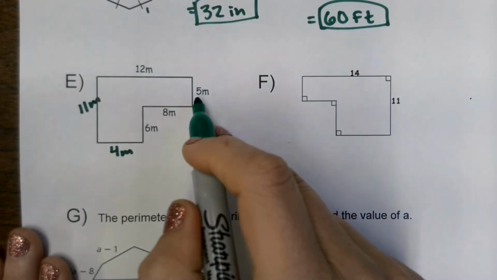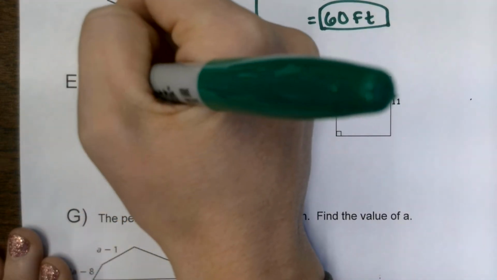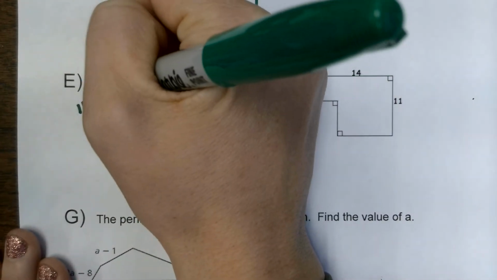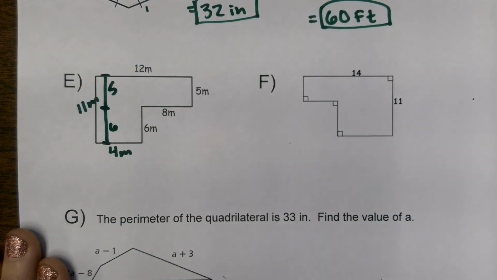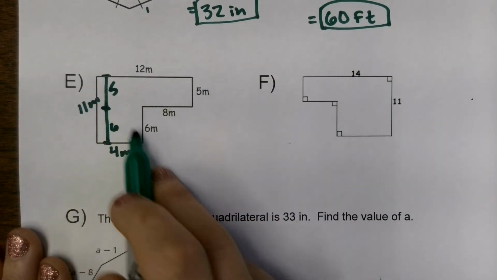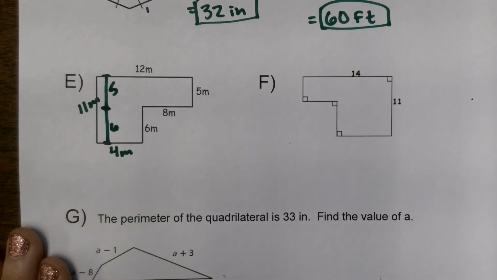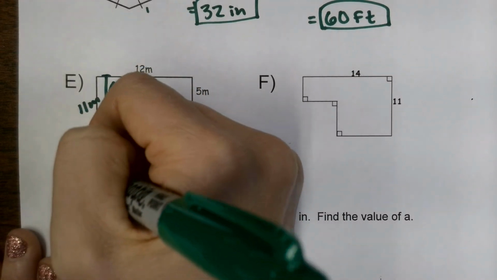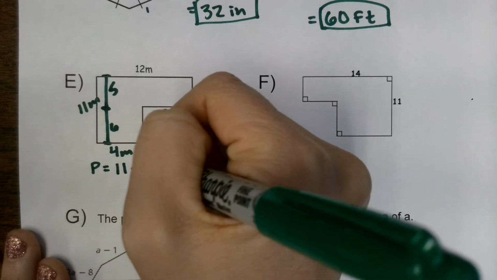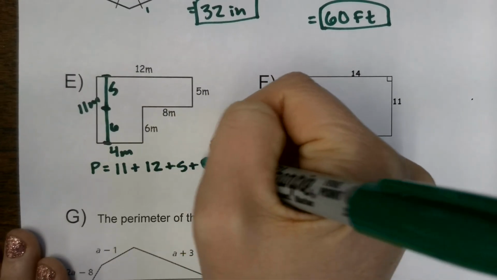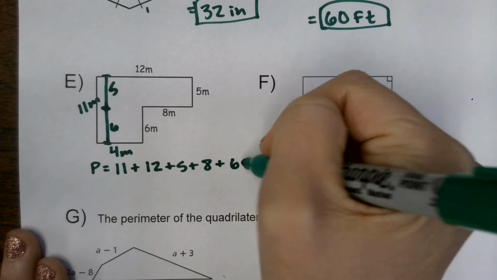If it helps you, you could move your 5 over here and say, okay, from here to here is 5, and from here to here is 6. Draw whatever you need to so that we can see those lengths would have to add up to the full length. And now we're finding perimeters, so we are adding up all of these sides. It is not a regular figure, so I don't really have a shortcut. I am adding it all up.